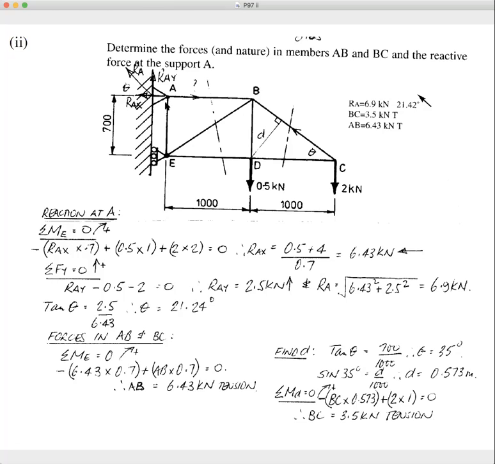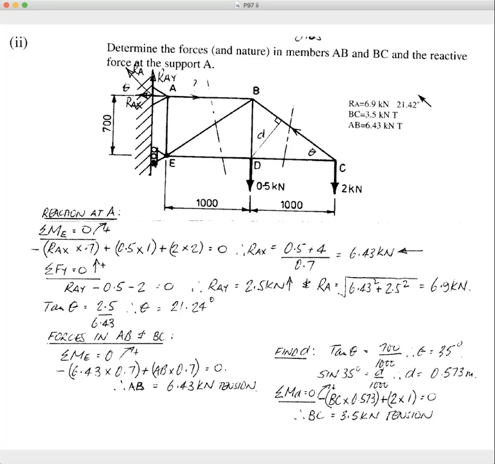So what you're asked to do is to determine the forces in member AB and BC, and the reactive force at support A. Now, when they say a reactive force, that means that you can't just give the components. You've got to work out what the single force is, and it's just a matter of Pythagoras, but I'll go through that with you. So the first thing that we want to do is find these reactive forces, because we're going to use those to find the force in AB.